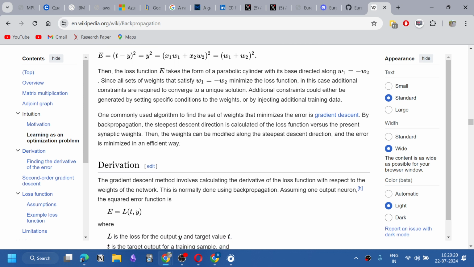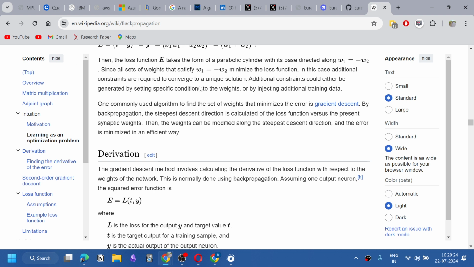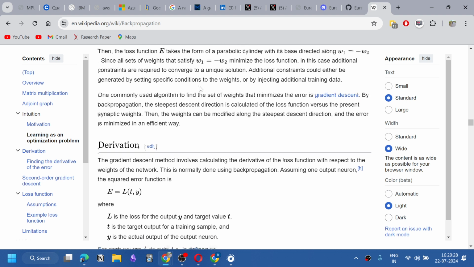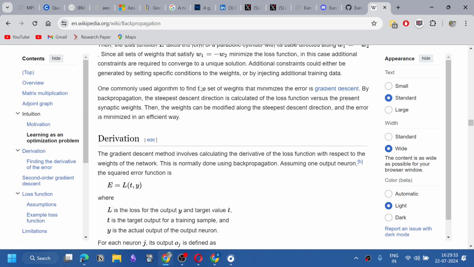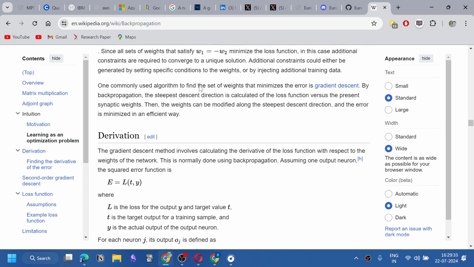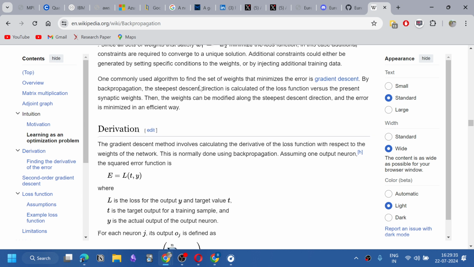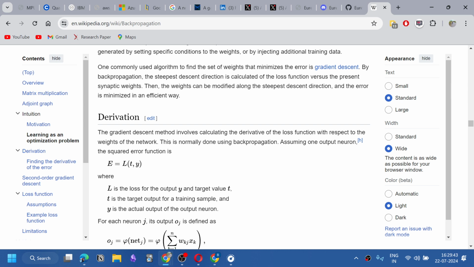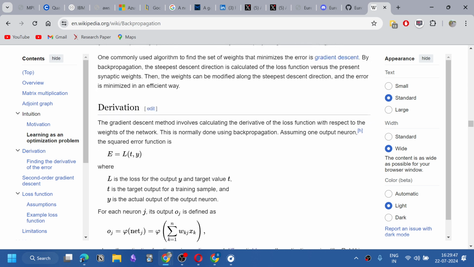The loss function takes the form of a parabolic cylinder with its base directed along w1 = −w2. Since there is a whole set of weights that minimize the loss function, in this case additional constraints are required to converge. An additional constraint can easily be generated by setting a specific condition on the weights, or by adding more training data.